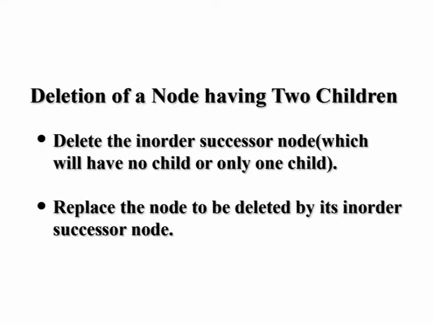This in order successor is the key for deleting a node having two children. As mentioned, the in order successor of a node has no child or only one child. This in order successor is deleted first, and the deletion of any node having no child or one child is a simple operation and has already been discussed. This deleted in order successor will replace the node to be deleted.